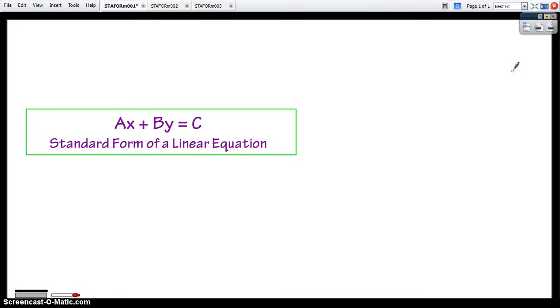The reason why we want to learn this as well is because sometimes we're dealing with problems where, when we create the equation that goes with the real-world situation or the word problem, it's already in standard form. So rather than always having to change to slope-intercept form, it's better if we're a little more flexible and know how to deal with linear equations in other forms.